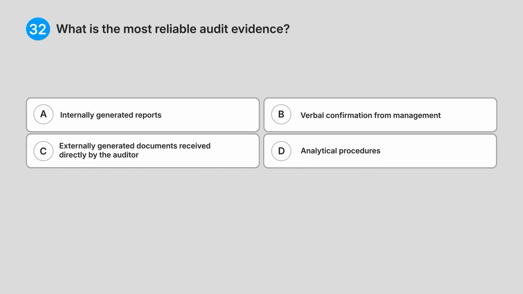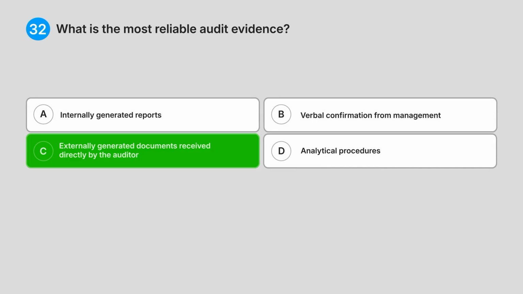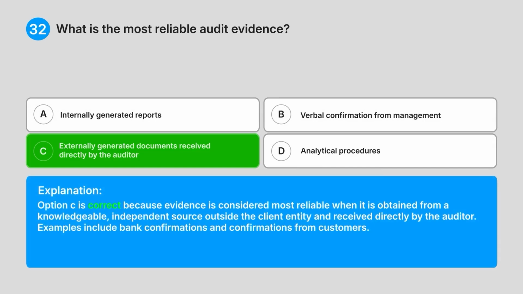Correct answer, C. Externally generated documents received directly by the auditor. Explanation. Option C is correct because evidence is considered most reliable when it is obtained from a knowledgeable, independent source outside the client's entity and received directly by the auditor. Examples include bank confirmations and confirmations from customers.